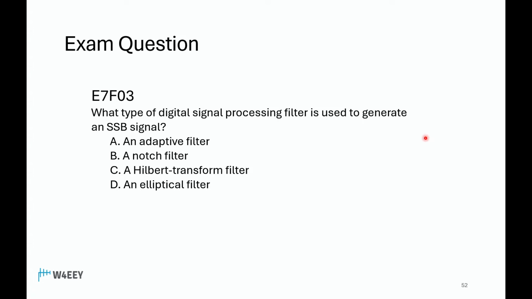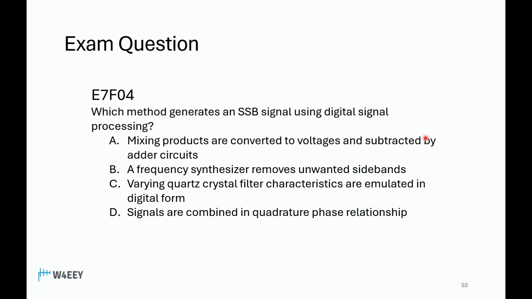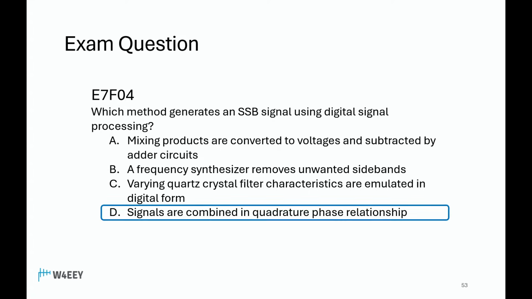What type of digital signal processing filter is used to generate an SSB signal? Charlie? It is Hilbert, the Hilbert transform filter. Which method generates an SSB signal using digital signal processing? Delta. It is Delta. Yep, it's that magic of the I and Q signals, the quadrature and phase relationship, or direct I and Q signals.